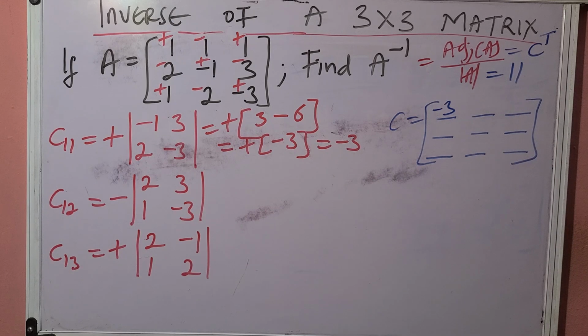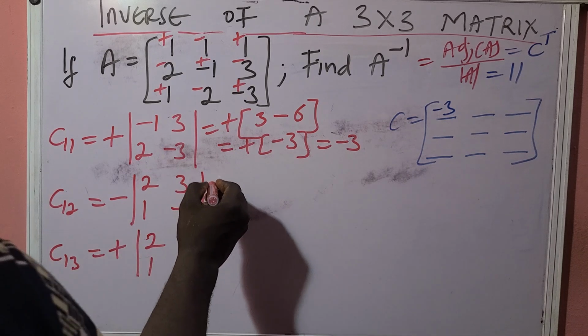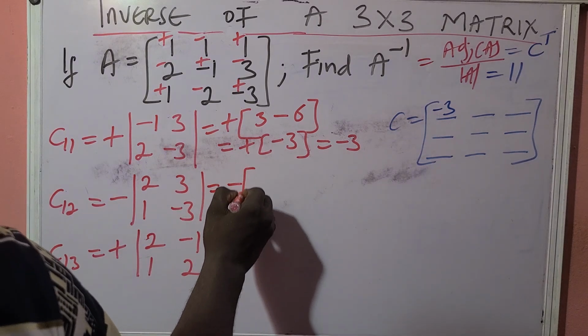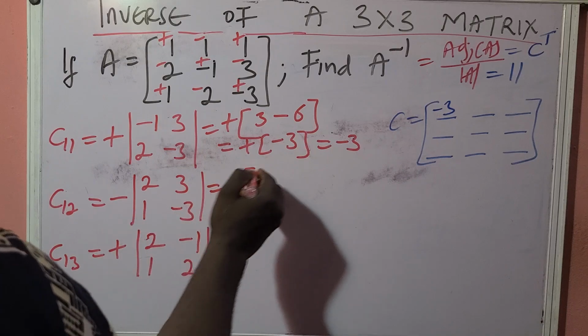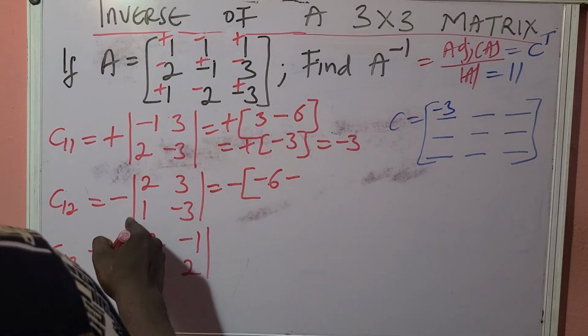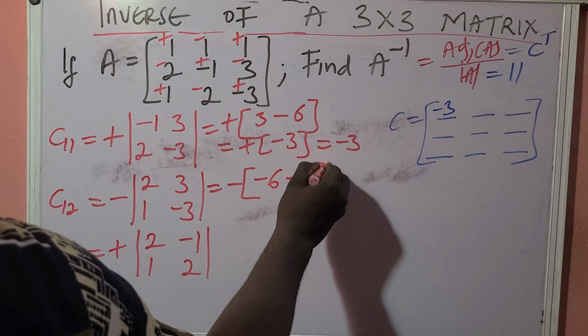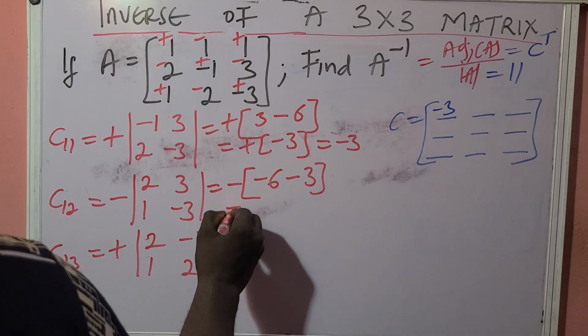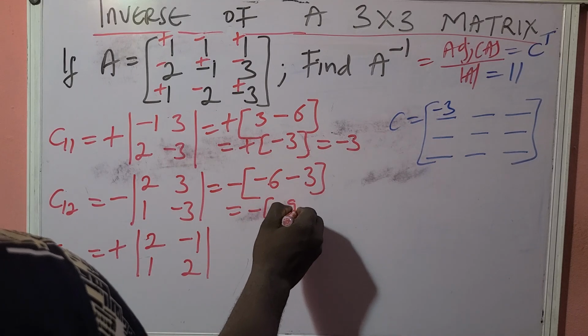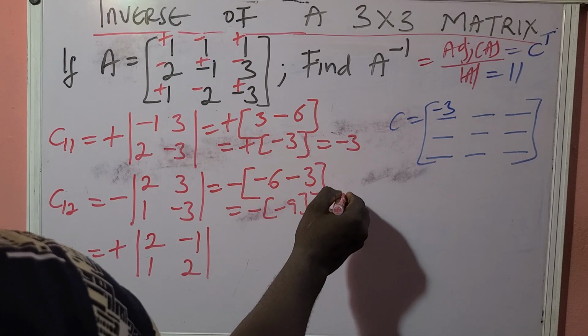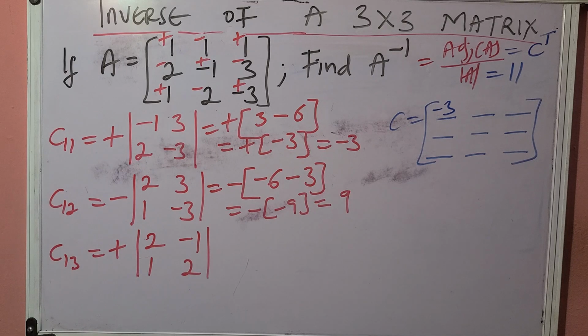To find the other element, you do the same thing. You go on to resolve this. This will be minus. Then we have 2 times minus 3, that will be minus 6, minus 1 times 3, 3. This will be minus 9. Minus times minus, positive 9. So that's the second value for our cofactor matrix. We have 9.